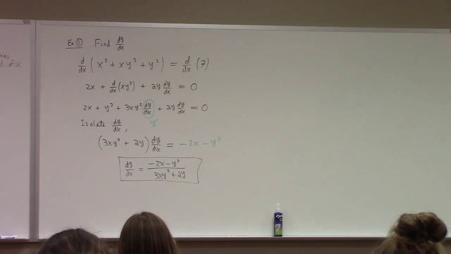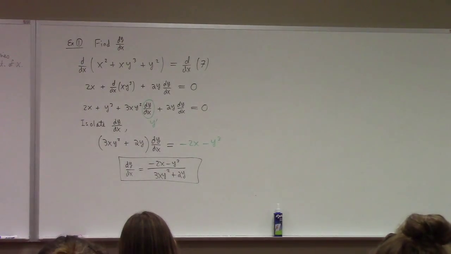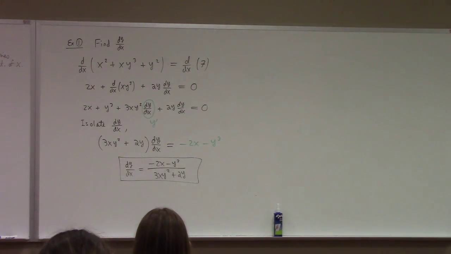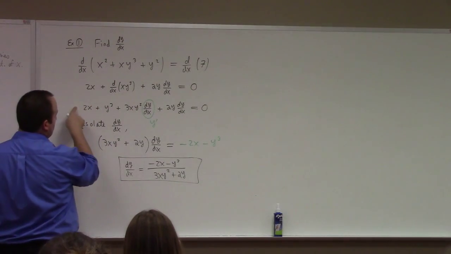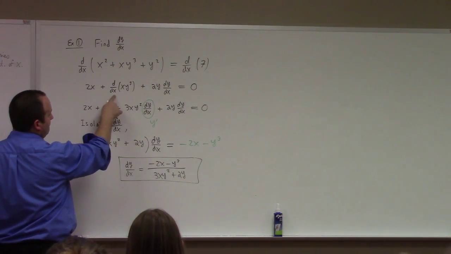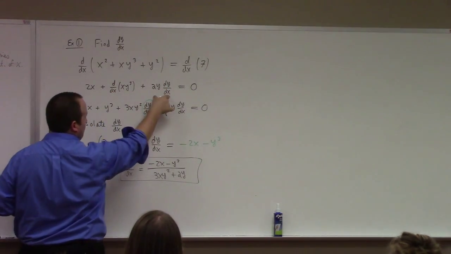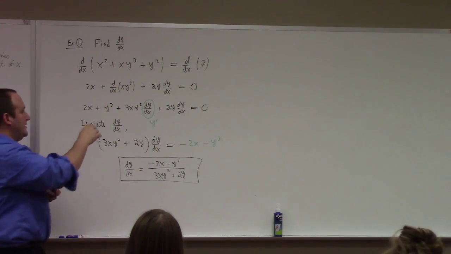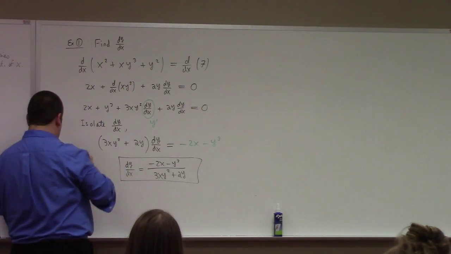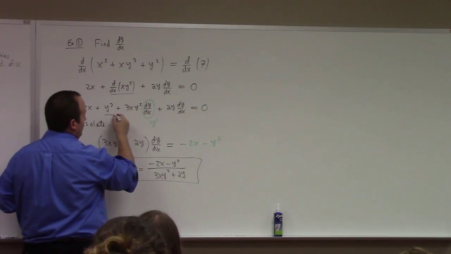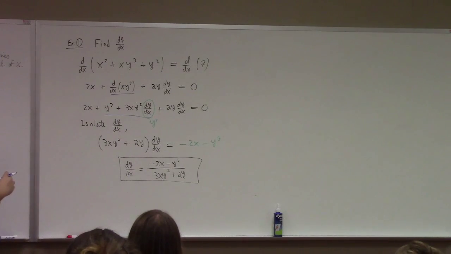Yes, sir? I'm having a tough time realizing where you put dy dx, or the d over dx versus dy dx, in the first and second line. Why did you put d dx next to it? Oh, I'm differentiating this term plus the derivative of that term plus the derivative of this term. I want to emphasize that this is a product rule, so this guy right here splits into both of these terms in the next line by the product rule.